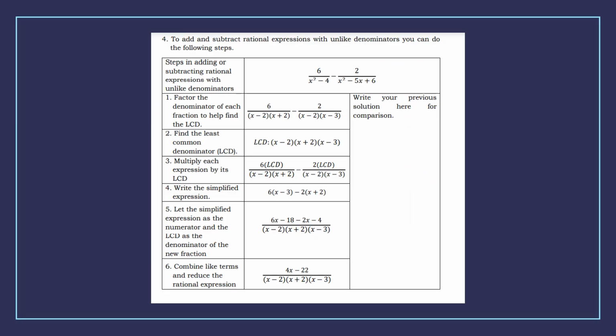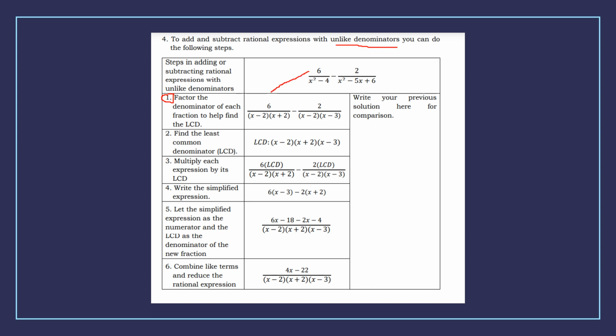Number 4 is to add and subtract rational expressions with unlike denominators. For us to subtract or to add rational expressions with unlike denominators, let us follow the given steps. Number 1, factor the denominator of each fraction to help find the LCD. So we will factor out the denominators.